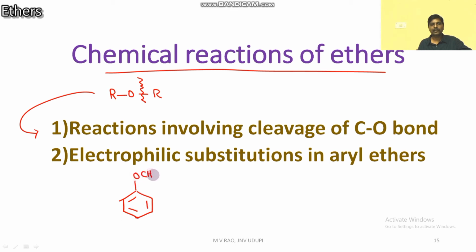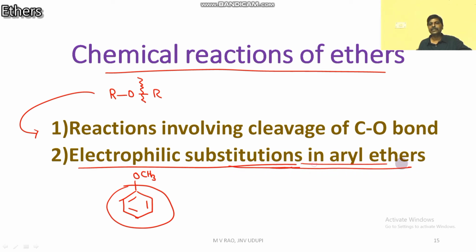It is an aromatic compound. Because of this ring, it undergoes electrophilic substitution reactions. Electrophilic substitution reactions of anisole. So anisole electrophilic substitution means Friedel-Crafts alkylation, Friedel-Crafts acylation, nitration, sulfonation, halogenation. These 5 reactions are called electrophilic substitution reactions.